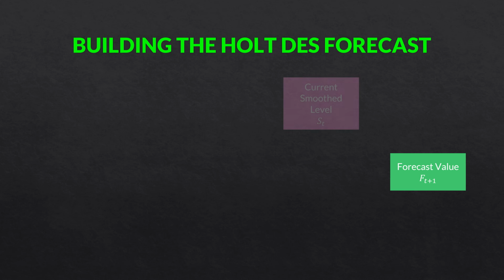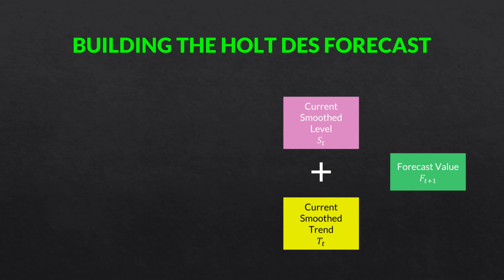So as promised, let's first build the Holt DES forecast visually by looking at the components that go into each part of building it. Let's start with the end. So we're trying to create a forecast value. Now that forecast value is comprised of two components. It is the current smooth level plus the current smooth trend. So we add those two things together and we get our forecast value.